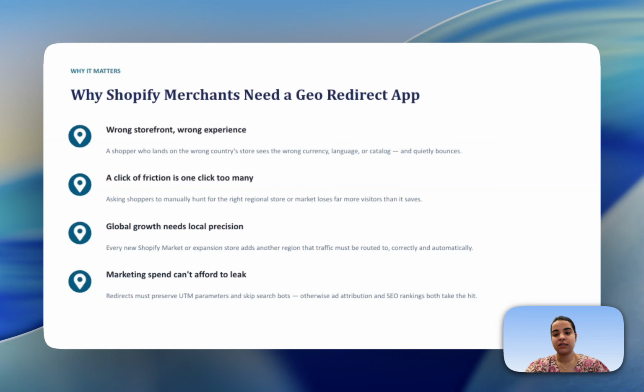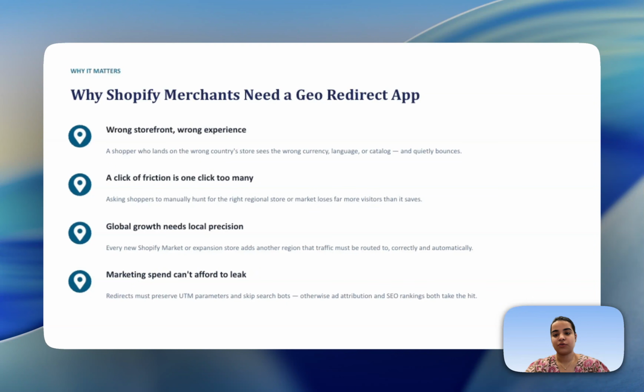Third, global growth needs local precision. As merchants expand into new Shopify markets or set up dedicated expansion stores for different regions, the routing problem only grows. Each new market is another destination that traffic has to reach correctly and automatically, or the investment in expansion doesn't pay off. Fourth, marketing spend can't afford to leak.